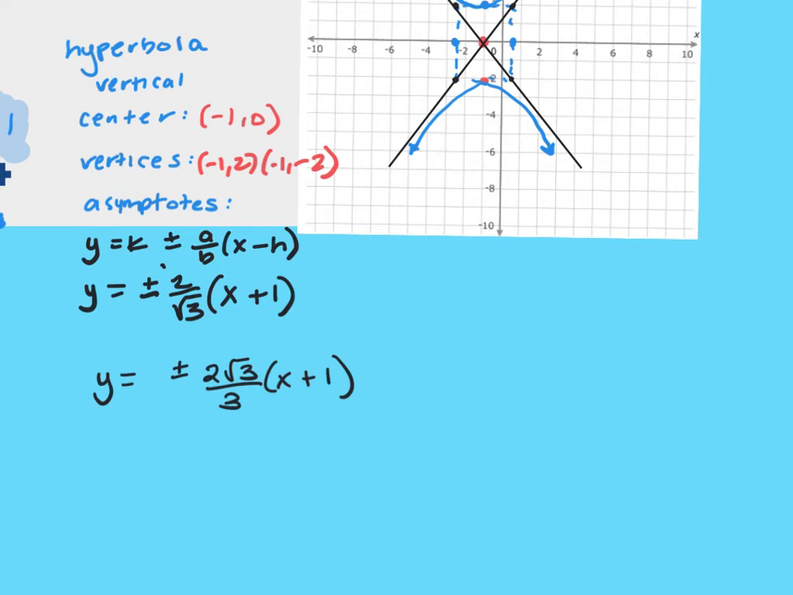Why did I rationalize it again? Oh, I forgot how. You multiply both the top and the bottom by the square root of 3, so it's 2 root 3.